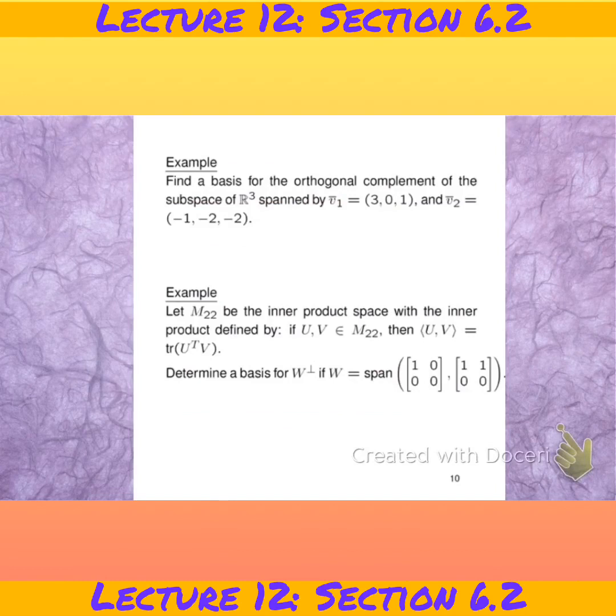Right, so moving on, we've got these two final examples here with regards to the orthogonal complement. Here they ask us, find a basis for the orthogonal complement of the subspace in R3 spanned by these two vectors. So basically you can see W as the span of these vectors. So it's all linear combinations of V1 and V2.